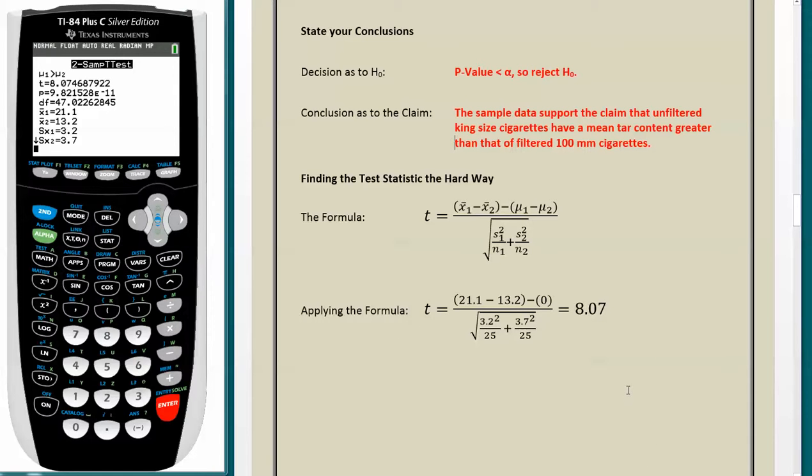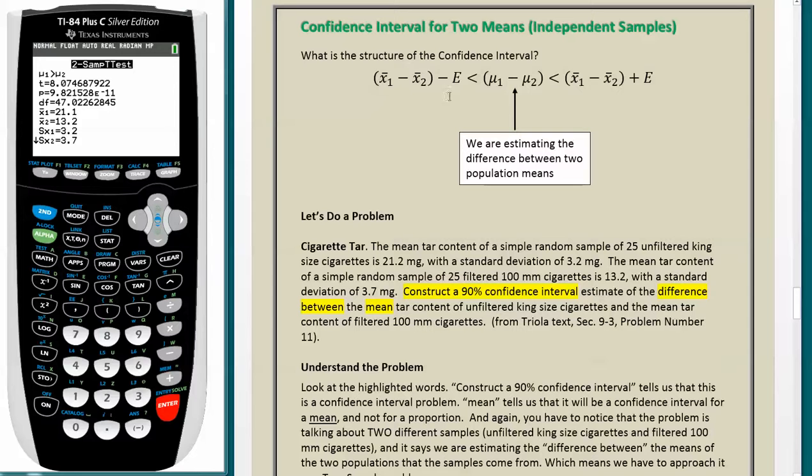So now we're going to do a confidence interval based on the same problem. Let's start with examining the structure of the confidence interval. And the important thing here is that we are estimating the difference between two population means. And the way we put that difference statement into notation is to say mu1 minus mu2. The mean of the first population minus the mean of the second population is between whatever number goes here and whatever number goes here.